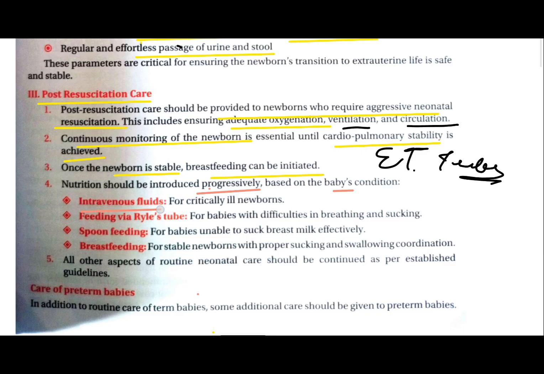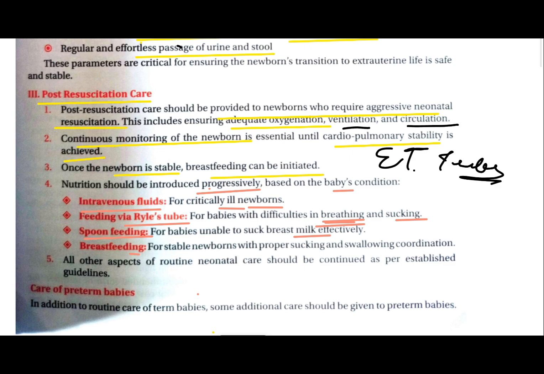First is intravenous fluid. For critically ill newborns, we provide intravenous fluids like DNS and Ringer's lactate, RL, etc. Then feeding by Ryle's tube: for babies who have difficulty with breathing and sucking, we can provide feeding through Ryle's tube. Next is spoon feeding. We can give milk through a spoon, and breastfeeding after the baby is stabilized.